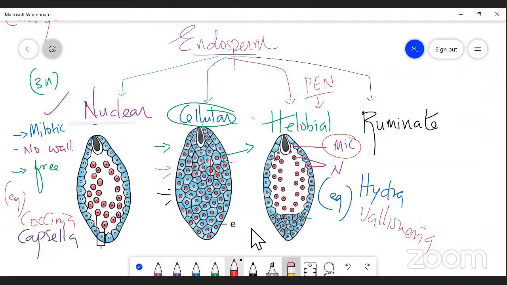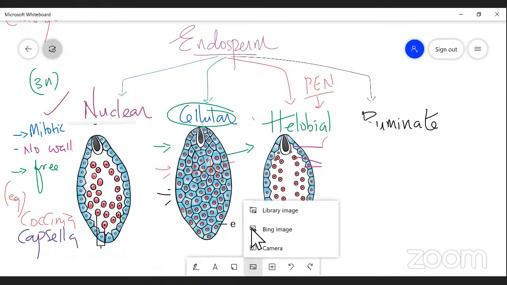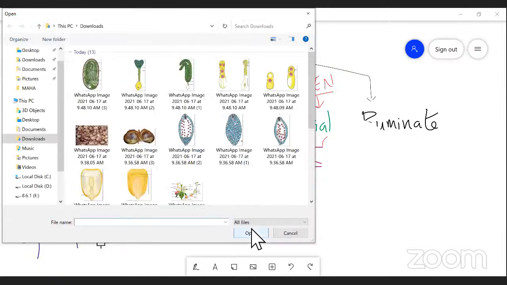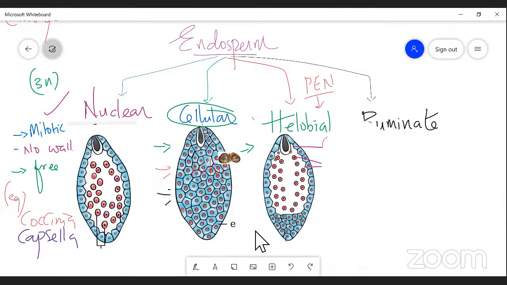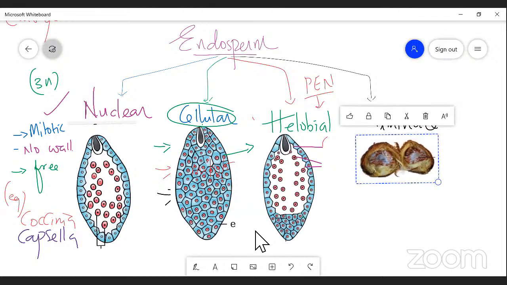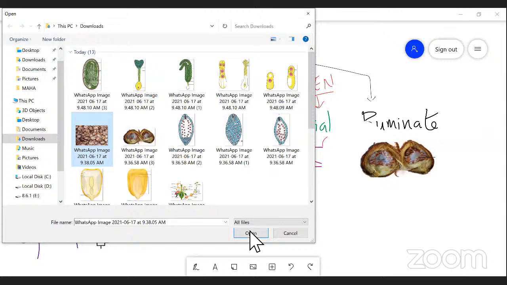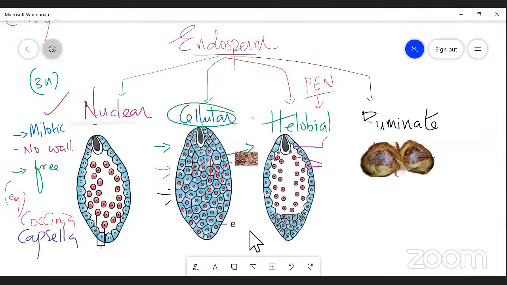The last type is the ruminate endosperm. Actually, ruminate endosperm is a characteristic of Annonaceae, right? So for that, I would like to illustrate some diagrams to you. You can understand very easily. And one more example I would like to show you. Please understand, students, it's very easy to understand the types of endosperm, and by seeing the diagram, you can understand, right?